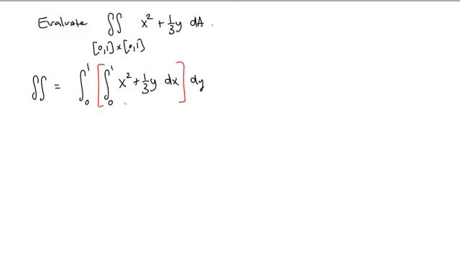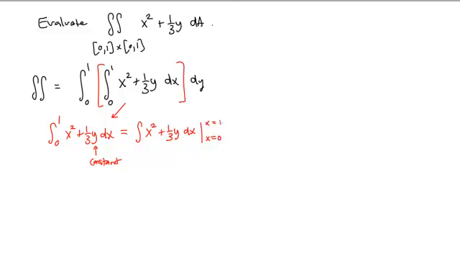Let me focus first on the part on the inside here. The integral from 0 to 1 of x squared plus 1/3 y dx. So remember, in a process like this, we're thinking of y as being a constant. So this is an awful lot like the idea of doing a partial derivative. This is now sort of a partial integral. So using the fundamental theorem, we would just come up with an antiderivative of x squared plus 1/3 y dx, and then we'll evaluate it between x equals 0 and x equals 1.